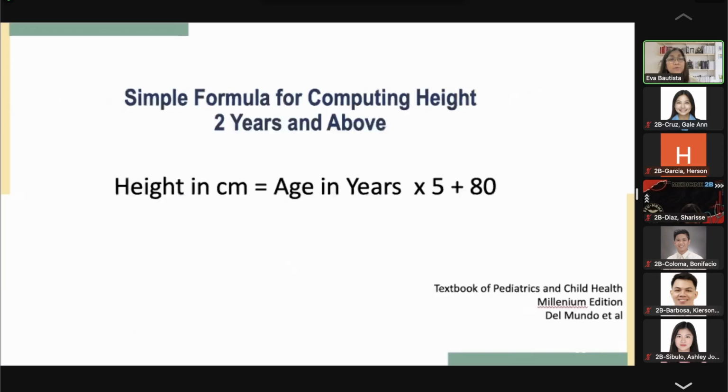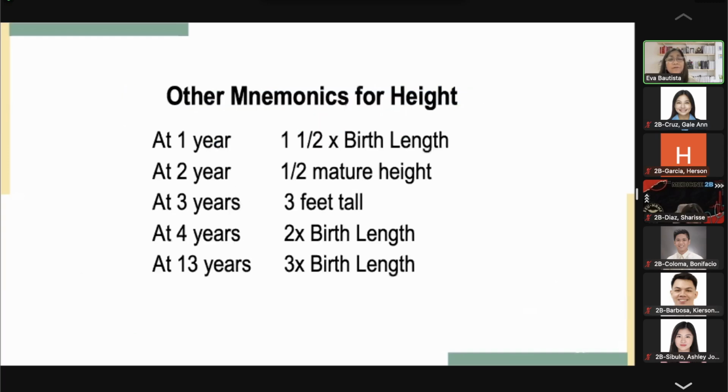Let's have this computation. For 2 years and above, we can estimate the height in centimeters based on the age in years times a fixed value of 5 plus a fixed value of 80 to give you the height in centimeters. Please be careful. It's the height in centimeters, not in inches. So we have other mnemonics, okay?